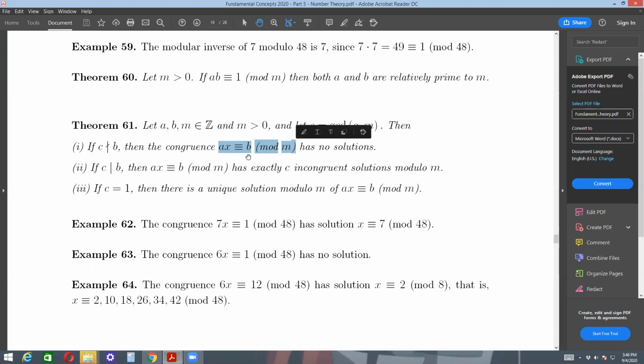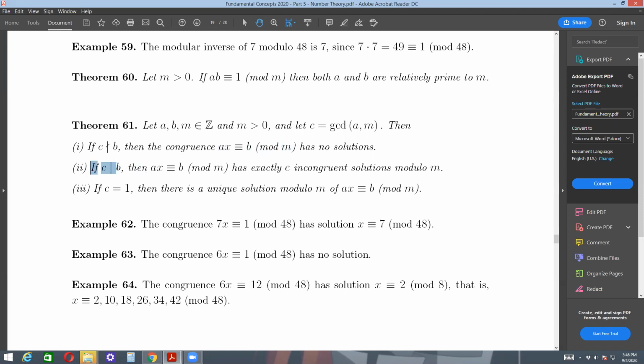If that GCD does not divide b, then this thing has no solutions, right? Because it divides a and it divides m, but it does not divide b. Remember, you could rewrite this as ax is equal to b plus a multiple of m. So if you take the multiple of m to the left-hand side, you'll get ax minus a multiple of m equals b. If c divides a and it divides the multiple of m, it divides the left-hand side, but it doesn't divide the right-hand side, so that's a contradiction.